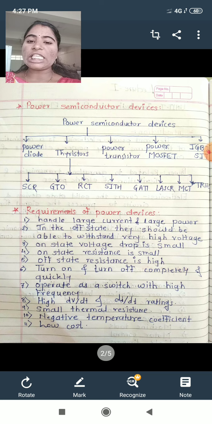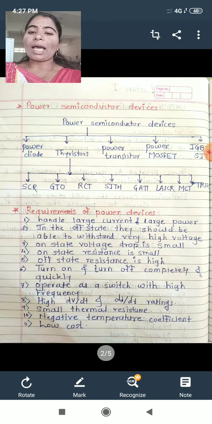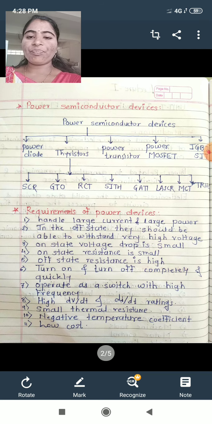Next, in power electronics, basically we have to focus on thyristor. Then again see the classification of thyristor. Thyristors are classified into SCR, that is silicon controlled rectifier. This is a very important device in power electronics. Basically this SCR is commonly used in all types. Next is GTO, its long form is gate turn off thyristor. Next is RCT. RCT is your reverse conducting thyristor.